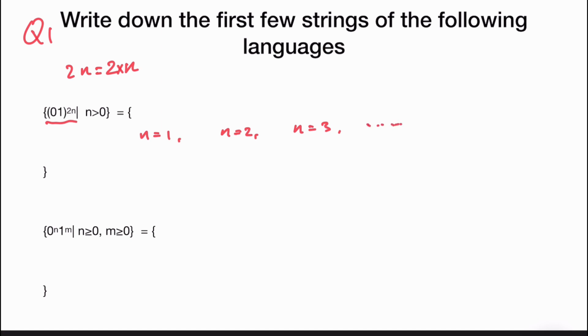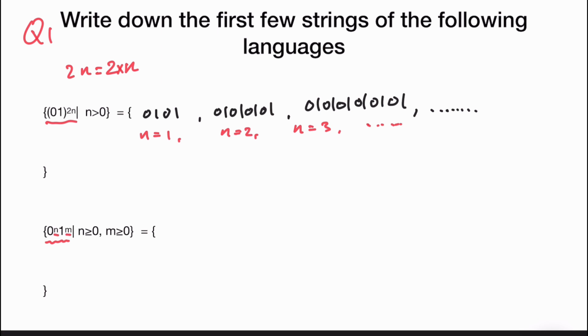Obviously, when n is 1, we repeat 01 twice. When n is 2, it is 4 times. And n is 3, 6 times. So on and so forth. Let's answer our second question.